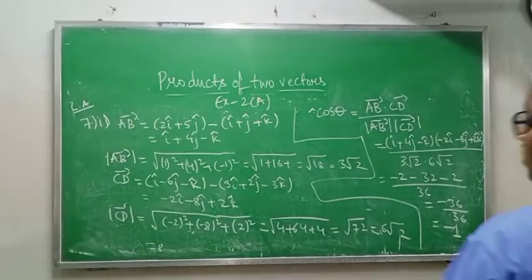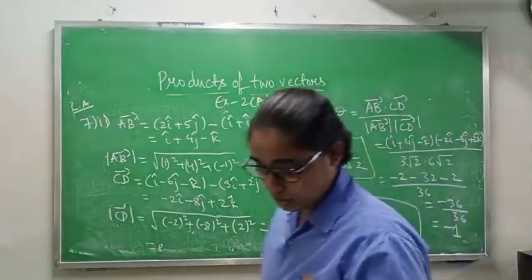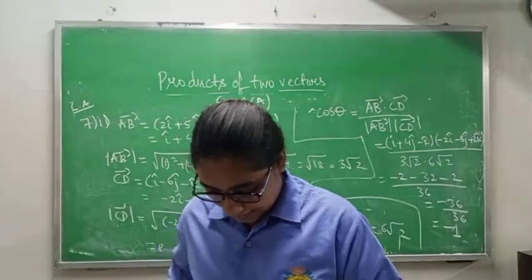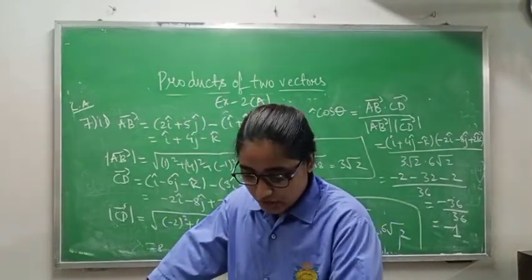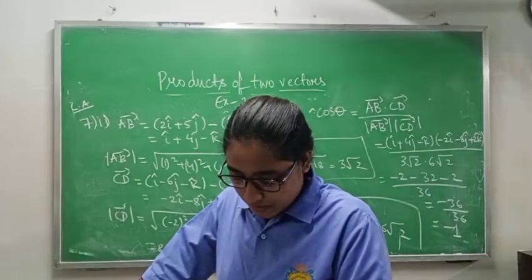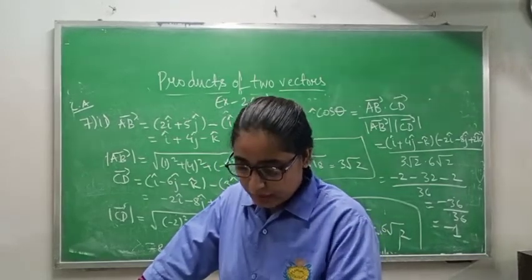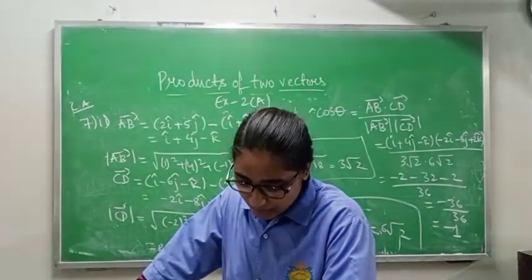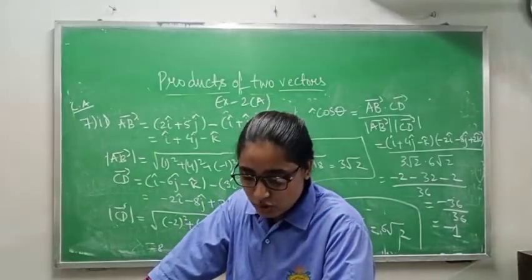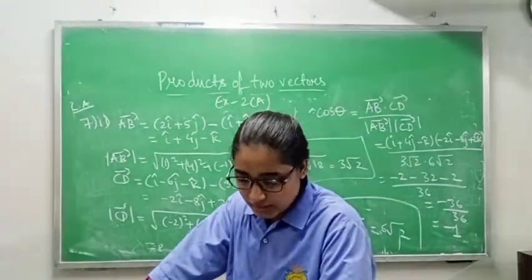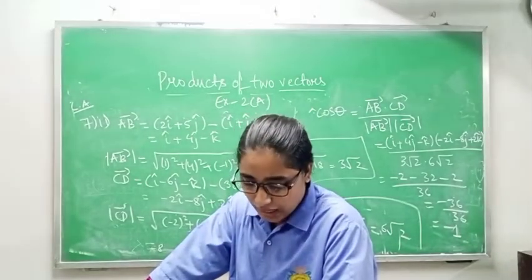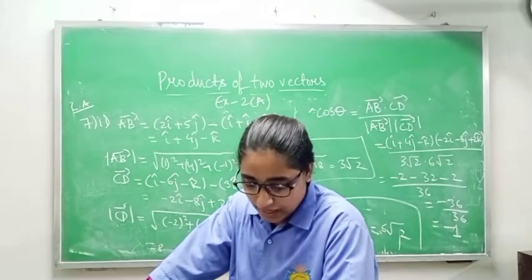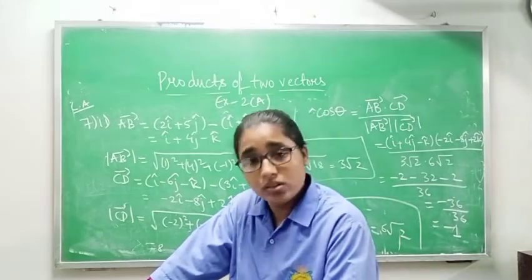Class 12, see long question type question. Question number 7. If i cap plus j cap plus k cap, 2i cap plus 5j cap, 3i cap plus 2j cap minus 3k cap, and i cap minus 6j cap minus k cap are the position vectors of points A, B, C and D respectively, then find the angle between AB and CD. Also deduce that AB and CD are collinear.